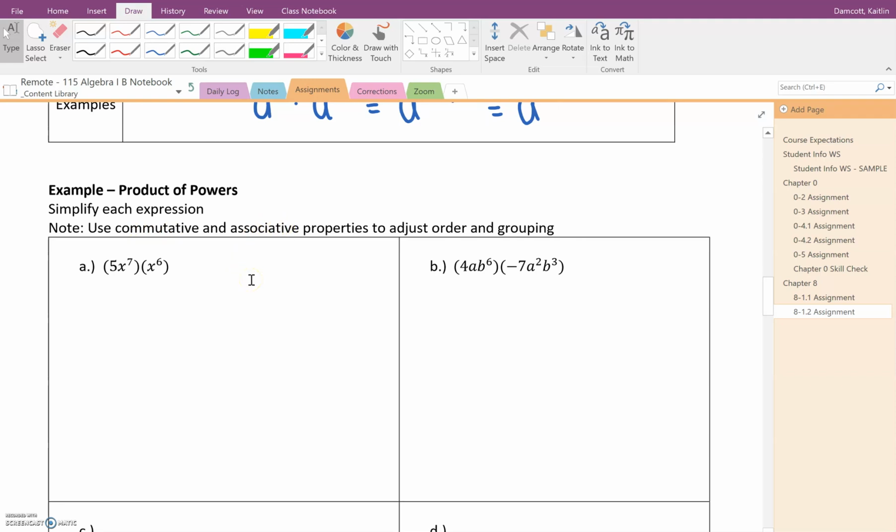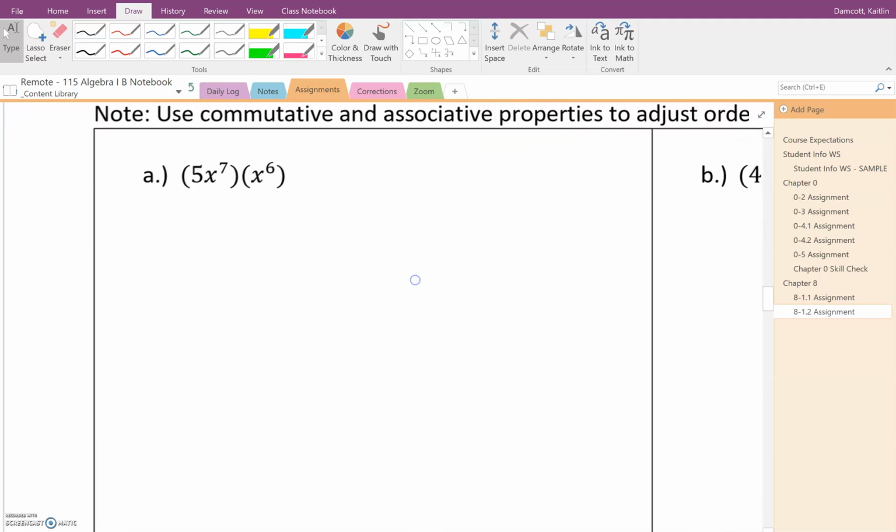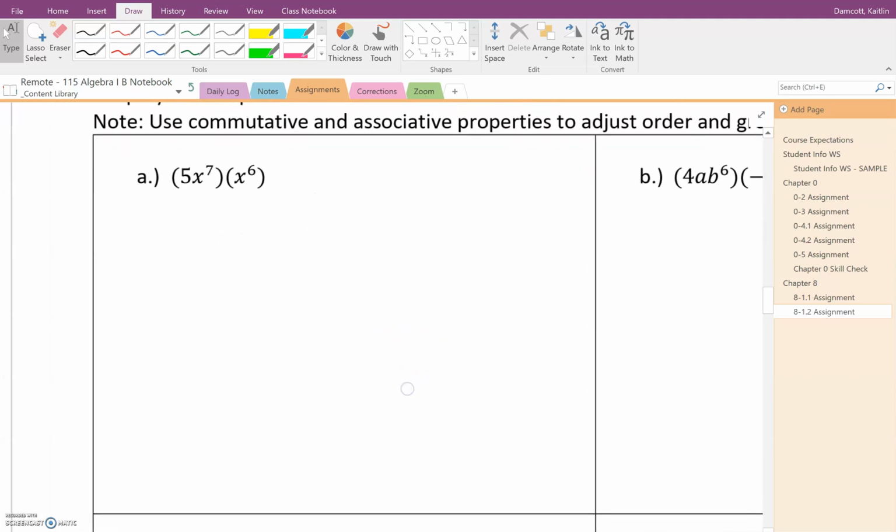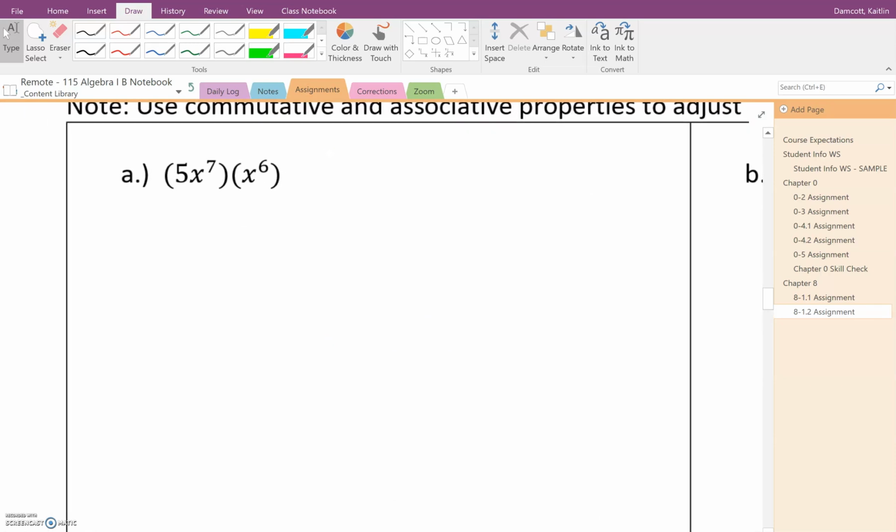I'm going to start by looking at this first problem here. We've got 5x to the 7th times x to the 6th. If you look, we have an x as a base and an x here as a base, so we'll end up having to add some exponents. But I want to change my order up a little bit so that you feel more comfortable. Whenever you have an x and there is no number out in front of it, it's like a phantom number that's there. It's going to be a 1.